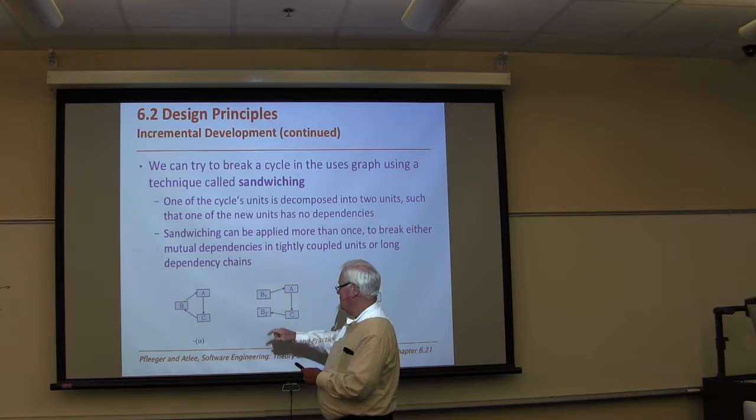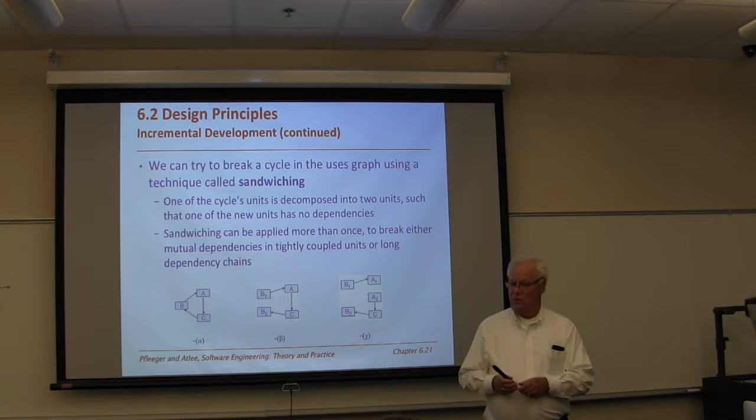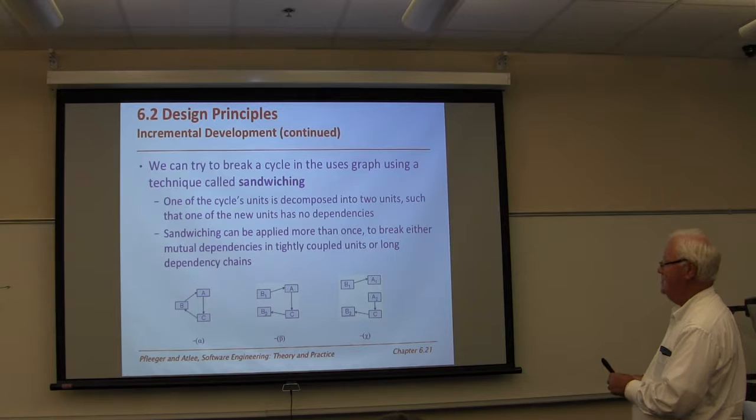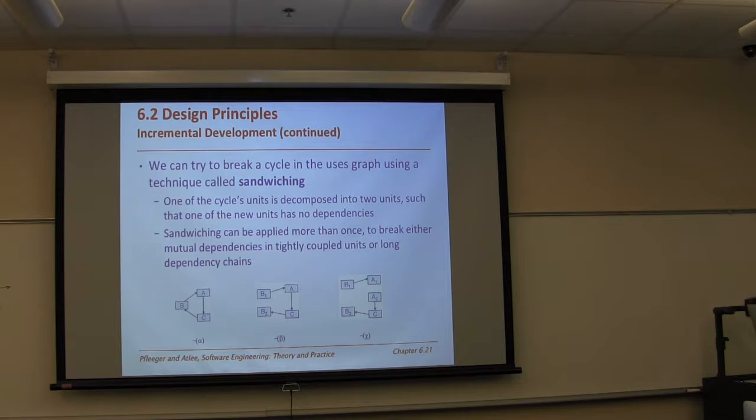But then A and C, we can break those up too, can't we? B1 feeds A1, and maybe A2 then feeds C, and C feeds B2, and maybe we can break up C also. So when you're looking at drawing a diagram for all of this, depending on how complicated it's getting, sandwiching may help you see which way it's going. But that's just the use graph itself.